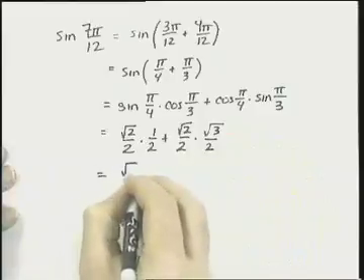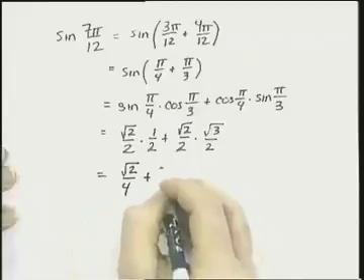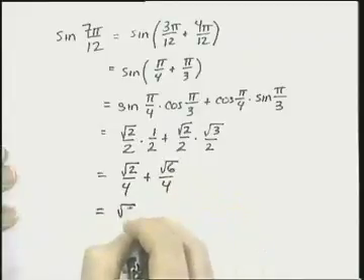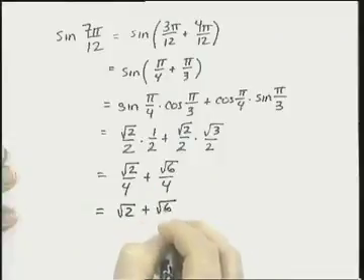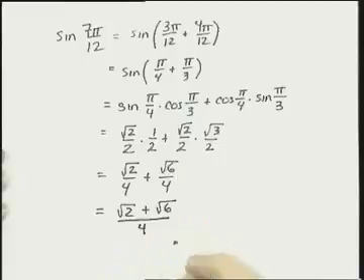So I get square root of 2 over 4 plus square root of 6 over 4, which gives me root 2 plus root 6 all over 4, and this answer is exact.